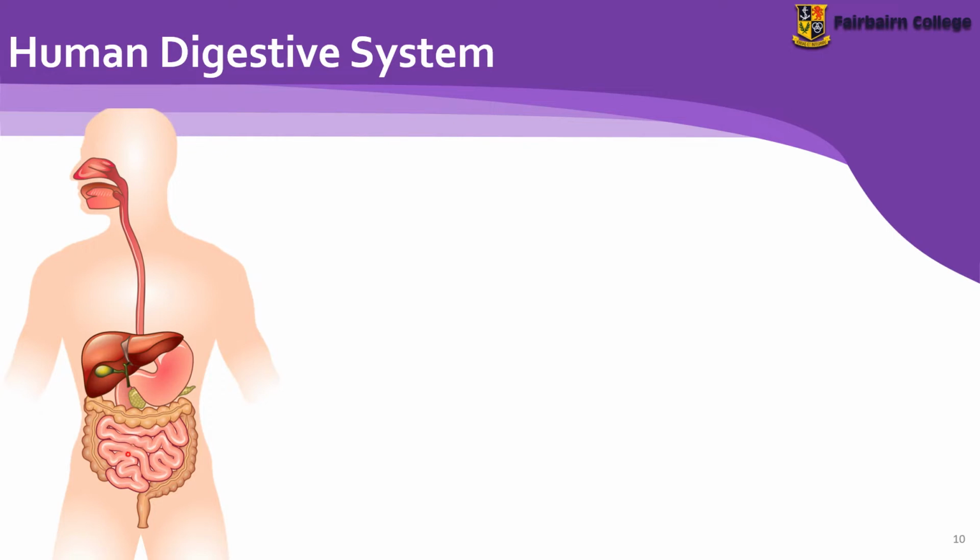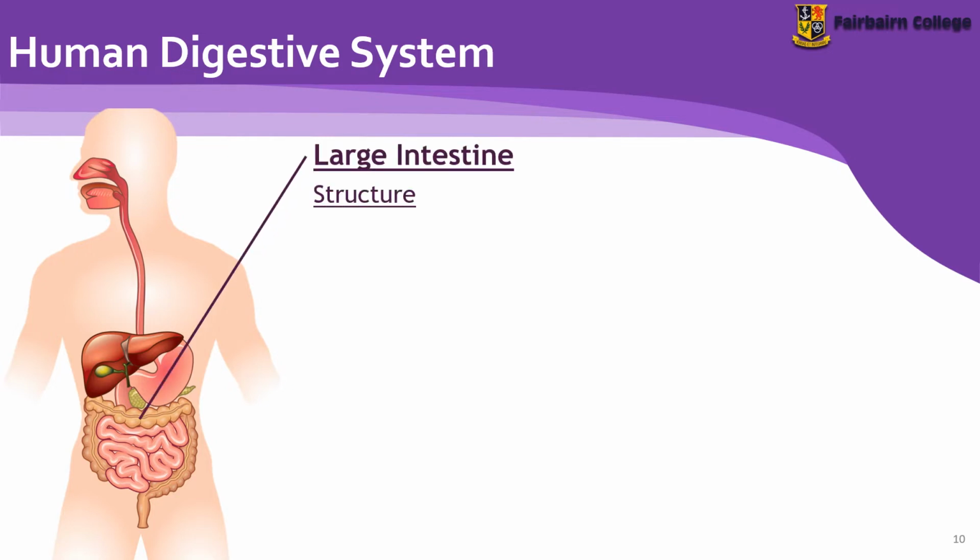After absorption of nutrients has taken place in the small intestine, the contents then move on to the large intestine. The large intestine also consists of various regions. The first region of the large intestine is called the cecum. The cecum is the area of the large intestine that connects with the small intestine and receives the contents from the small intestine.